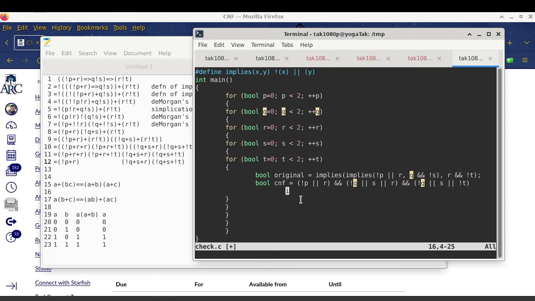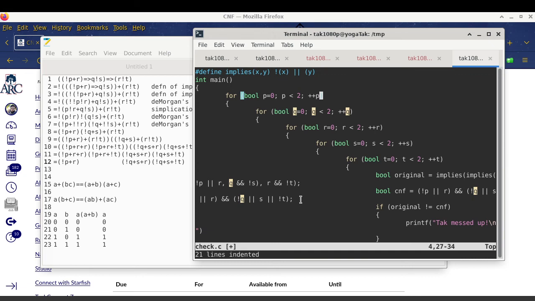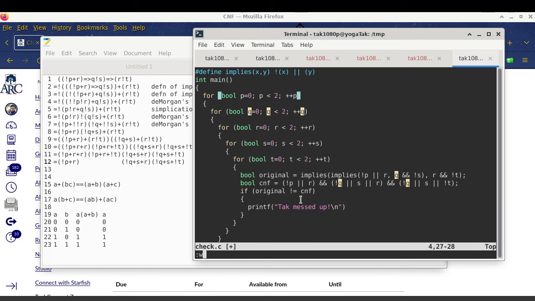So now we can say, oh, forgot one semicolon. All right, so now we can say, if original does not equal CNF, we say printf "tech messed up". There we go. Wouldn't be the first time. And to get the indentation right, I just do an equal, close brace, and everything now looks kind of nice. Set tab stop to 2. That was all good.